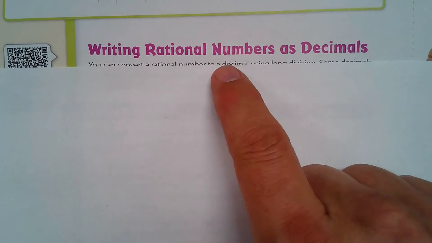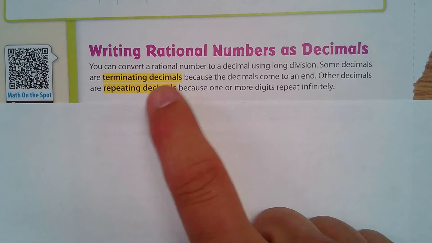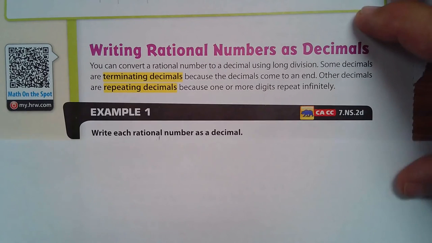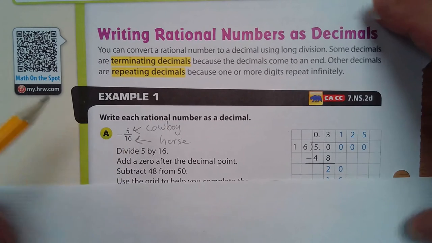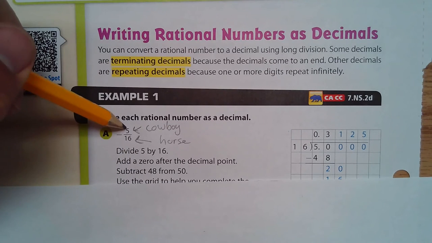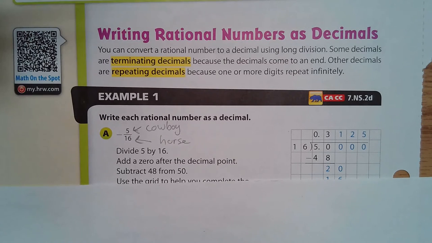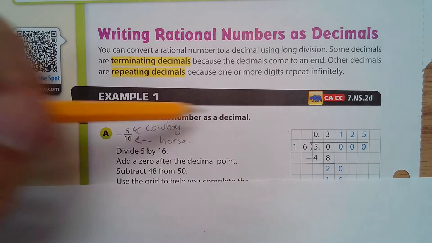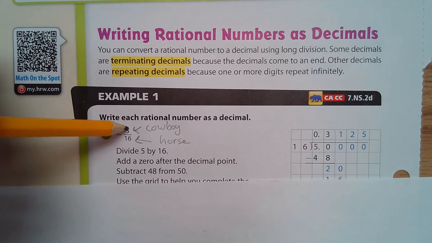Okay, now writing rational numbers as decimals. We can have terminating decimals, they come to an end, and we can have repeating decimals that just keep on repeating that pattern. So write the rational number as a decimal. Every fraction is a division problem. I call the top one the cowboy and the bottom one the horse. That helps me know what goes where, because if you put the number in the wrong part of the long division problem, then you're going to get the wrong answer.